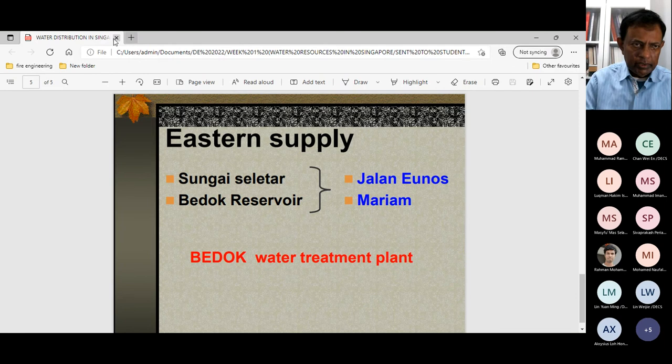So what I will now do. Wait a second. I'm just going to show you a typical conventional treatment plant.